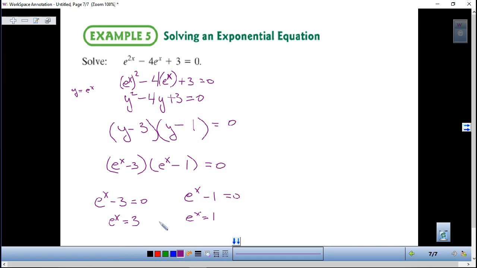And then all you've got to do is take the natural log of both sides to find out what x is. So x is going to be the natural log of 3, and over here would be the natural log of 1, which is, of course, 0. So the solutions are x equals the natural log of 3 and 0.